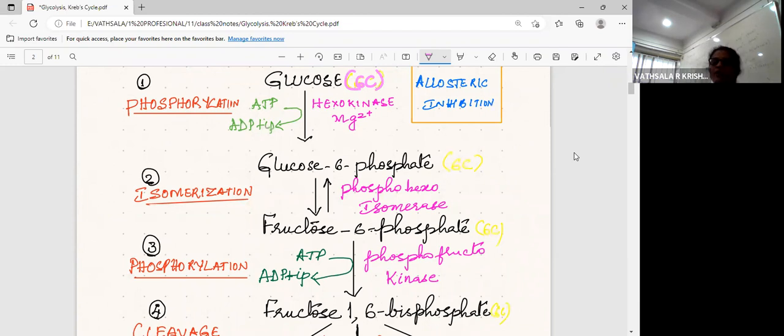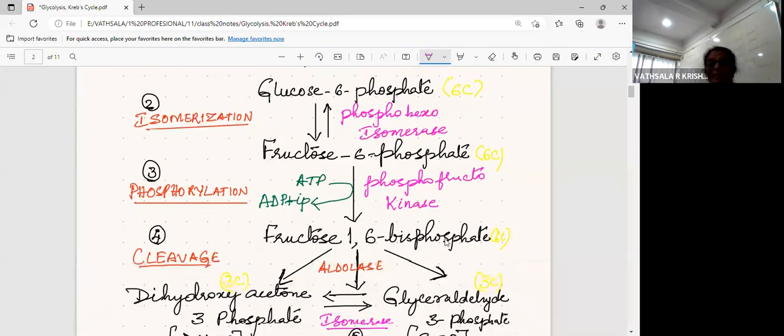Now glucose 6-phosphate is converted to fructose 6-phosphate. Glucose is a hexose and fructose is also a hexose; glucose is an aldose, fructose is a ketose, that's all. Both of them are hexose sugar molecules, so conversion of one hexose to another is called isomerization. The enzyme is phosphohexose isomerase and it's a reversible reaction. Now fructose 6-phosphate, so here also it is 6C.